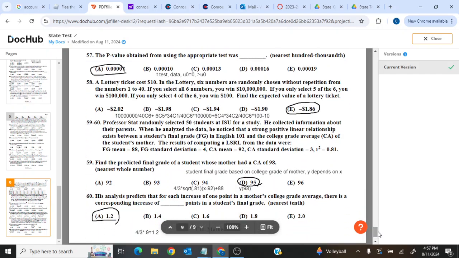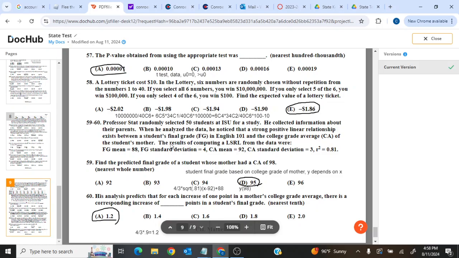59. Professor Stat randomly selected 50 students at ISU, collected information about their parents, analyzed the data, noticed a strong positive linear relationship between a student's final grade and their student's mother's college average, and he ran a least squares regression line. It's important to note that the student's final grade is dependent on the student's mother's college grade. The mother's college grade cannot be dependent on the child's grade because your mother probably got that grade before you were born. So in other words, this is your x value, CA, and FG is your y value.